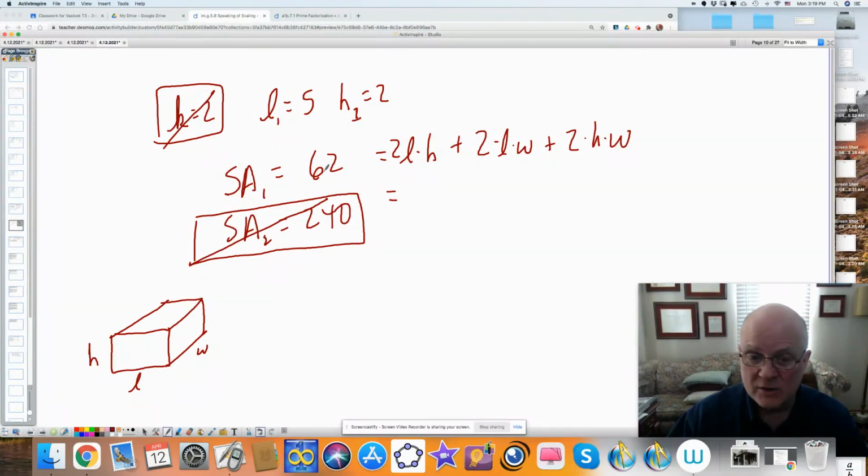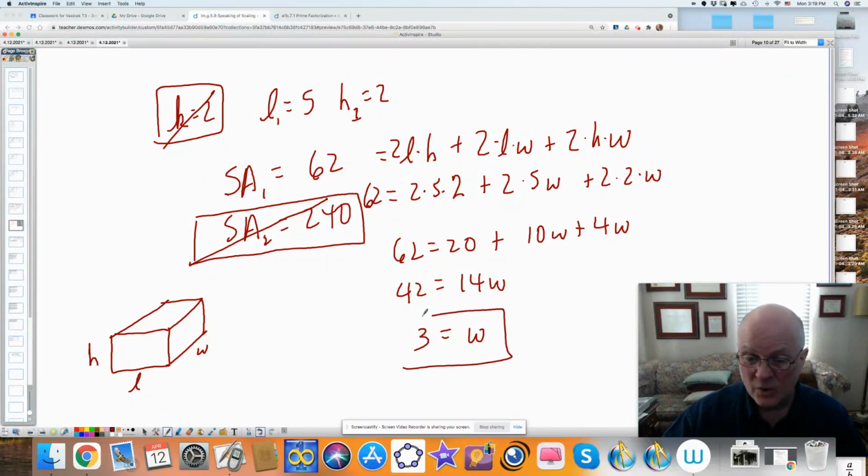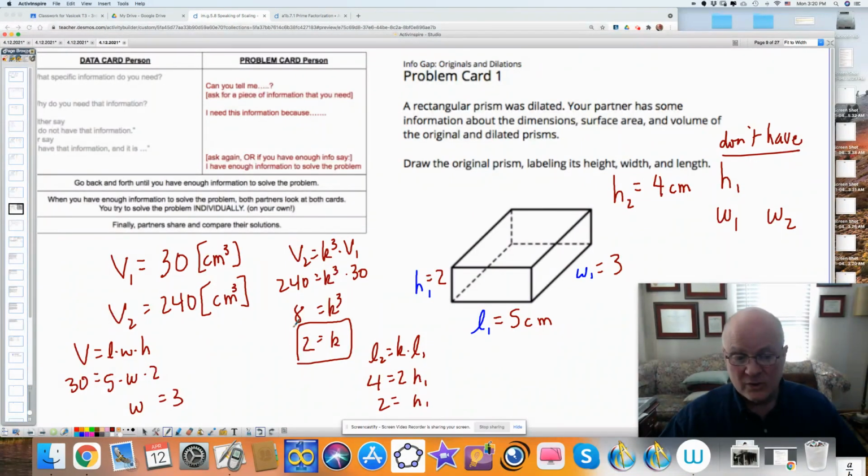Now when we substitute the values, we get 62 is equal to 2 times 5 times 2, which is the height, plus 2 times the length, which is 5, times the width, W, plus 2 times the height, which is 2, times the width. Or 62 is equal to 20 plus 10W plus 4W. If I subtract 20 from both sides and combine like terms, I get 42 is equal to 14W, and divide both sides by 14, W is equal to 3. So you come up with the same answer as we did when we knew that the volume was 30.